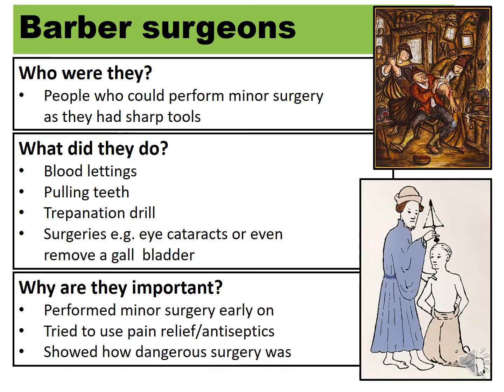Why are they important? Though they were allowed to perform minor surgery very early on in medicine, they tried to use pain relief and antiseptics. It wasn't that they didn't even bother, so there would have been some herbs and alcohol and things. But really their tools would have been incredibly dirty, so if you had survived an amputation by a barber surgeon, then it's very likely you'd catch an infection. And they're important because they show how dangerous surgery was if you don't have the proper equipment and sterilisation and training.